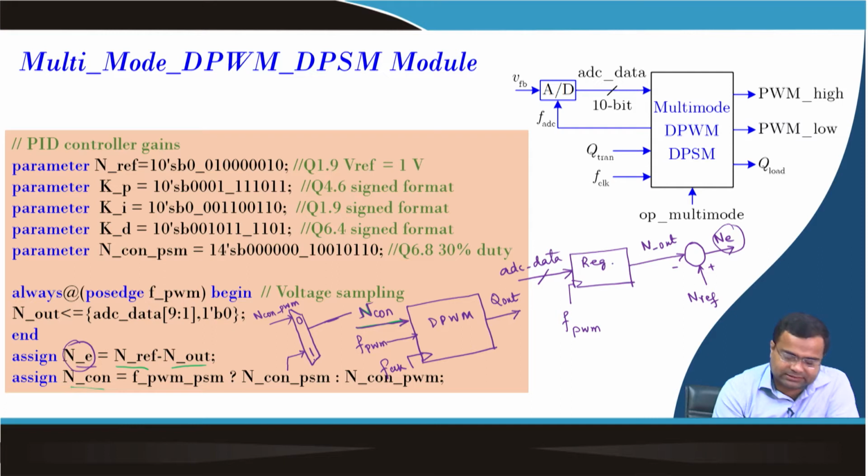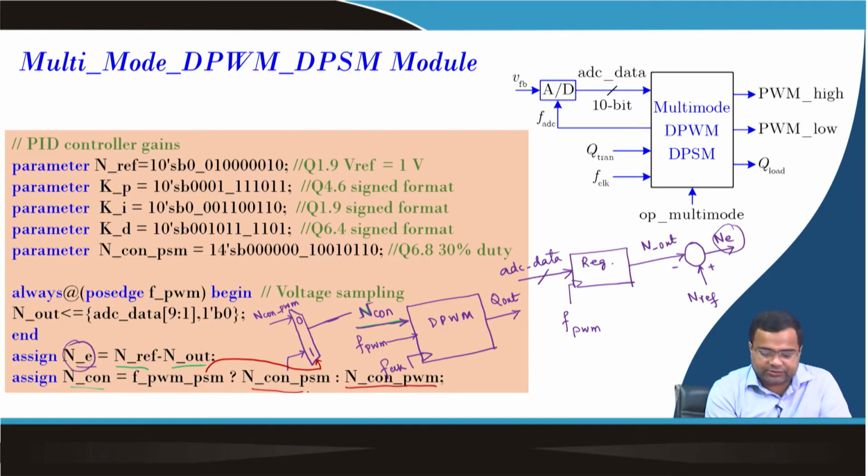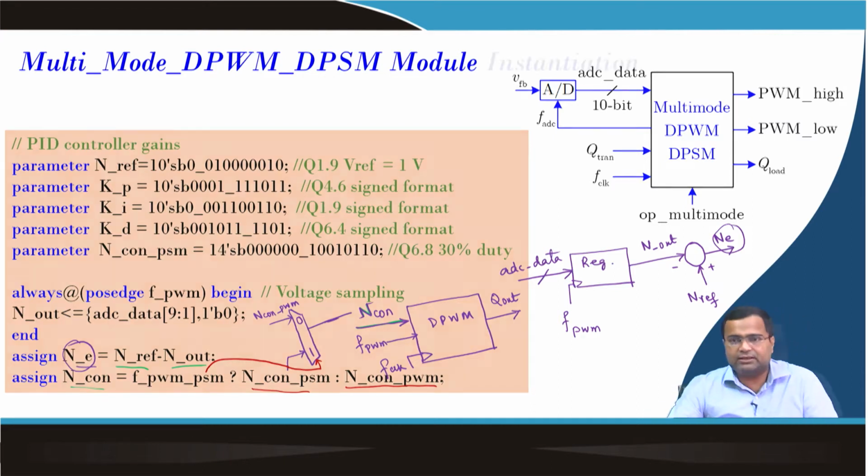Okay. And what is the select line? The select line here, if we use a different color, is this one. That means, if the select line is 0, it will take PWM. If the select line is 1, it will take this PSM. So, this is going to digital.